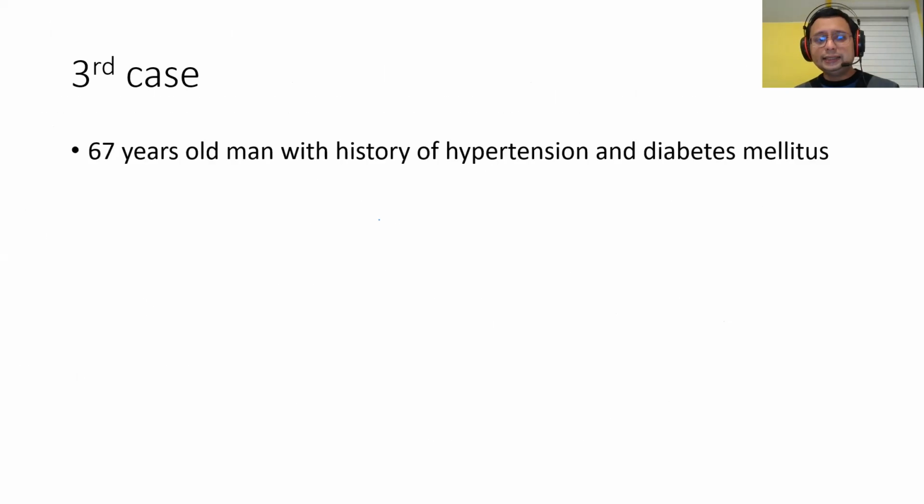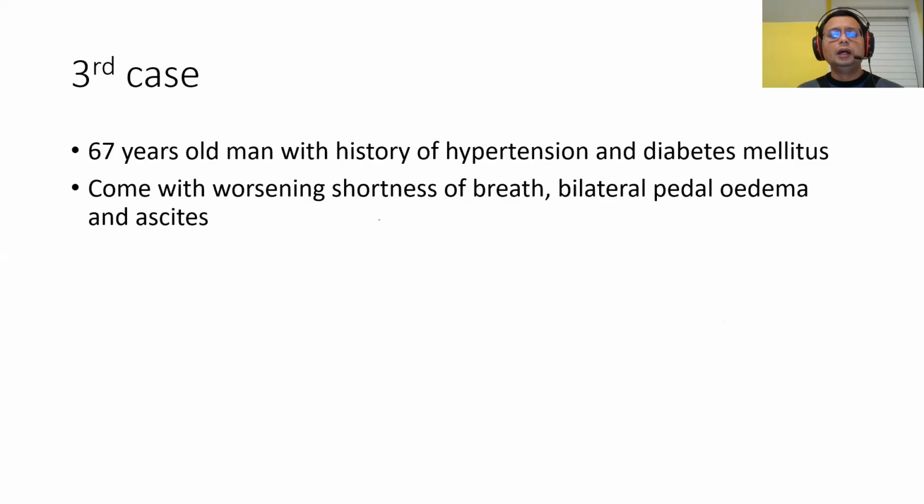Let's look at our third case. It's important to be patient. We have a 67-year-old man with a history of hypertension and diabetes mellitus. Already there's a red flag there. He comes with worsening shortness of breath, bilateral pedal edema, and ascites. Another red flag. The NT-proBNP was 5,000, which is abnormal.